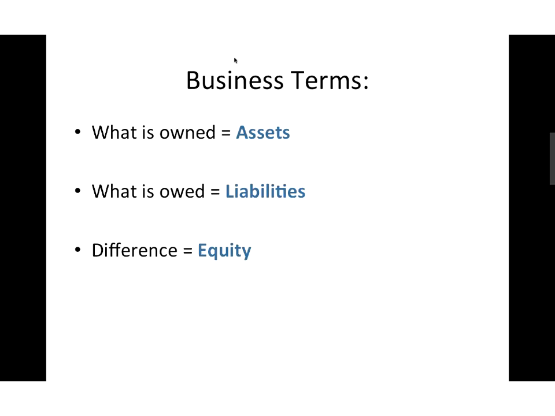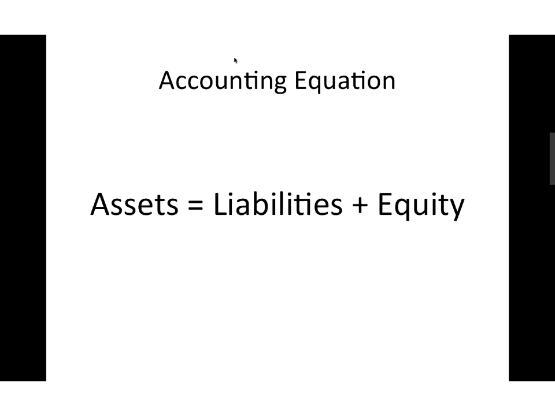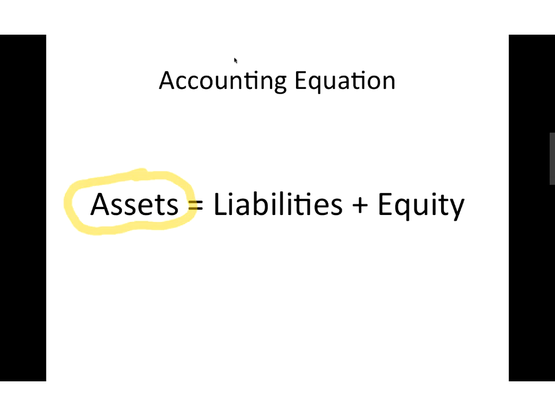So when we get here then, okay, the accounting equation is assets equal liabilities plus equity. You absolutely need to know this. You're going to see this over and over and over. The balance sheet is a visual representation of the accounting equation. Okay, so all assets have to come from liabilities or equity.